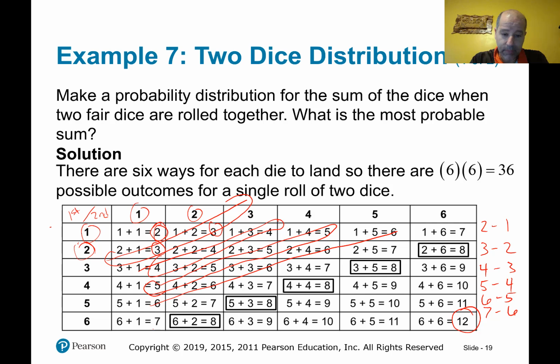Right? And then until you get to 7, and then it goes back down, because with 8 you have 5 again, so it starts going back down. And it goes back down by 1 until you get to 12, which is only 1. Okay, and so you use this information to create your probability distribution.